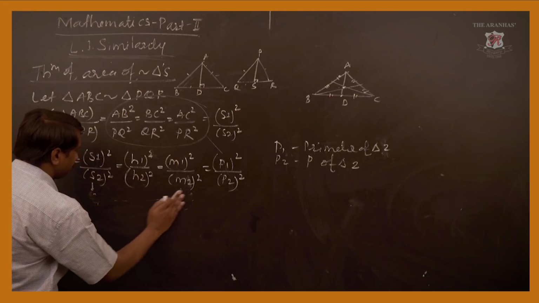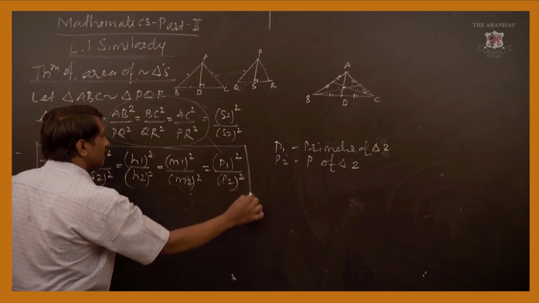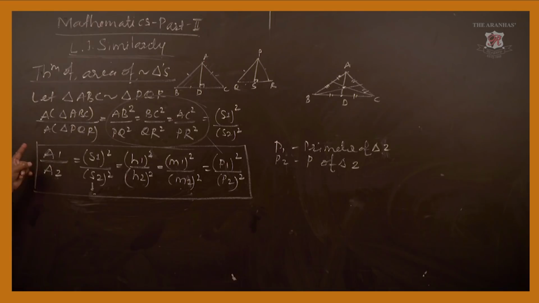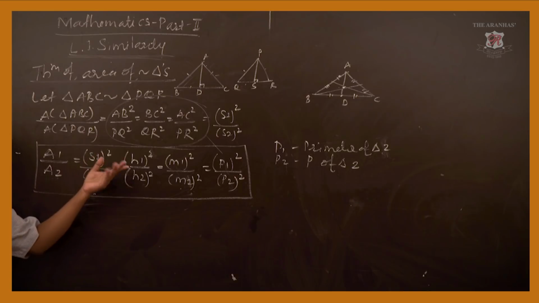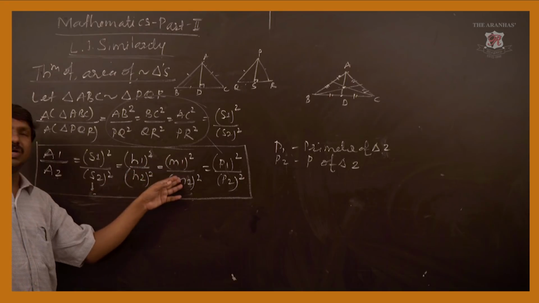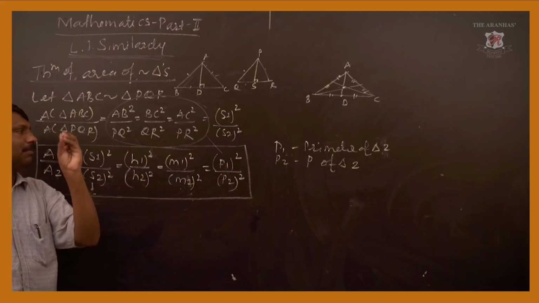So in short, you have to keep in your mind this important concept which we studied. If triangle 1 is similar to triangle 2, then the ratio of their areas is equal to the squares of the ratios of the corresponding 3 sides, also the squares of their corresponding altitudes, also the squares of their corresponding 3 medians, and also the squares of their perimeters.